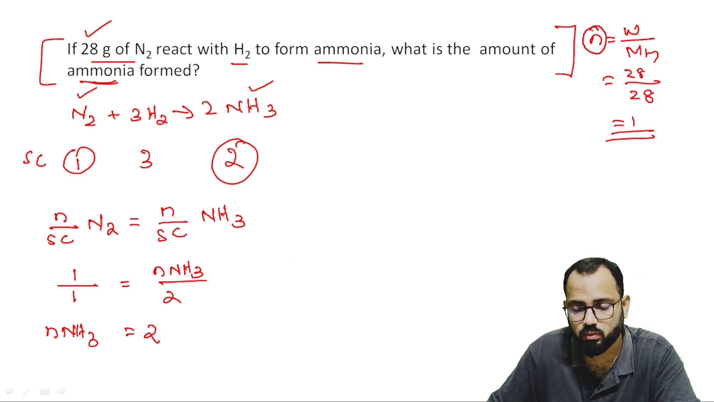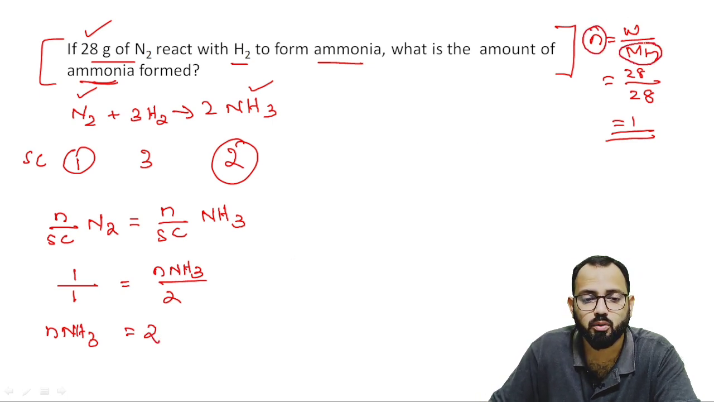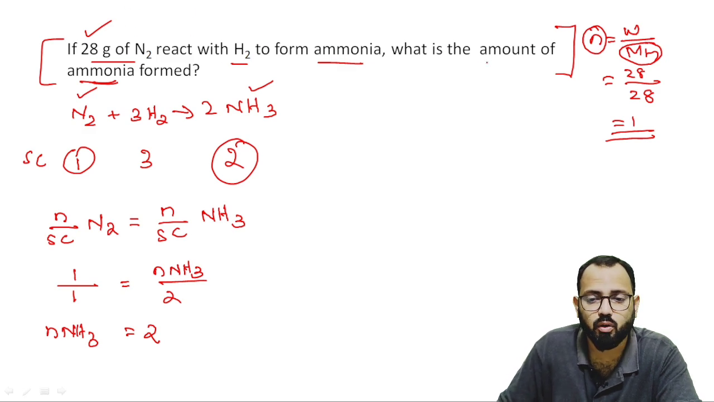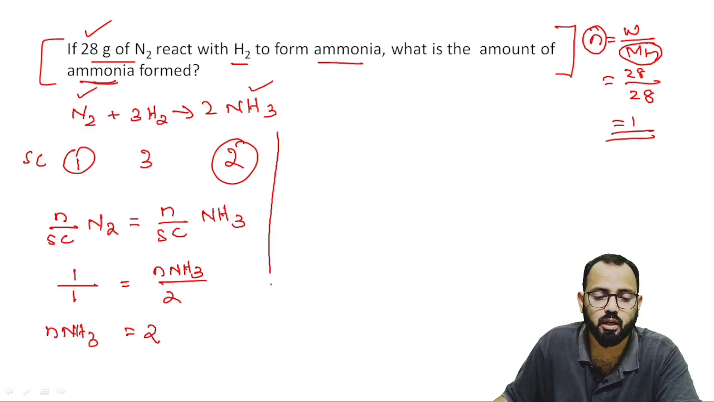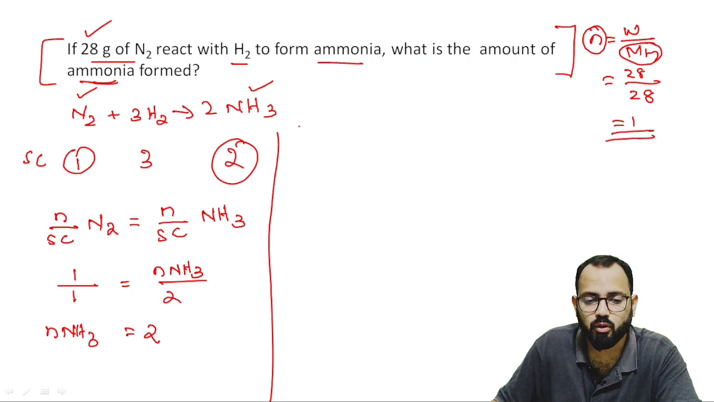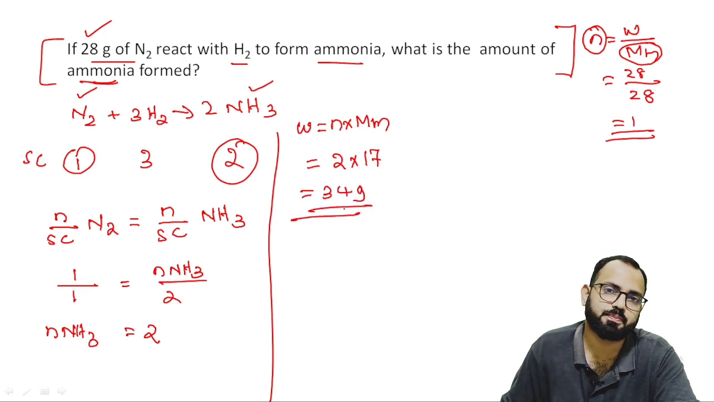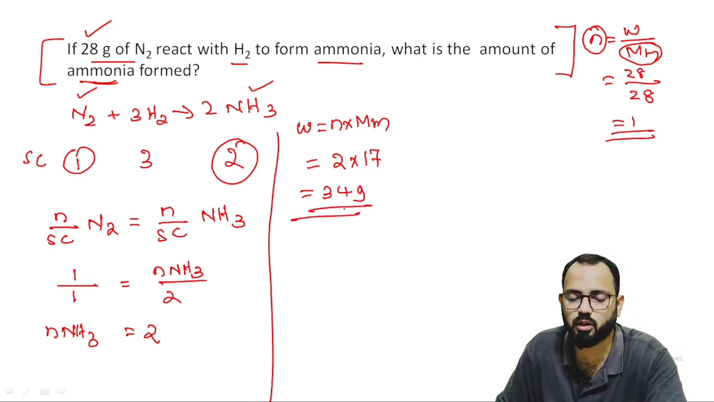N, I know. Molecular mass of ammonia, I know. What is the weight of ammonia produced? That is what I have to find out. So N of ammonia already I know. I wanted to find out the weight of ammonia. So N into molecular mass. N is 2, molecular mass of ammonia 17. So you got 34 gram as the answer. That's it. This is how you have to solve.